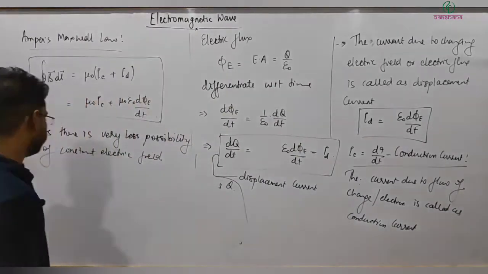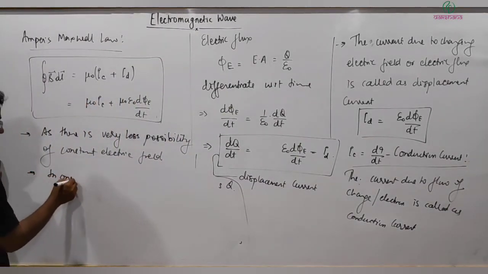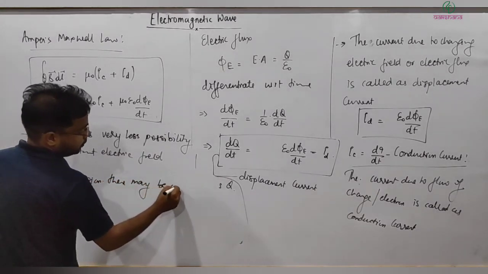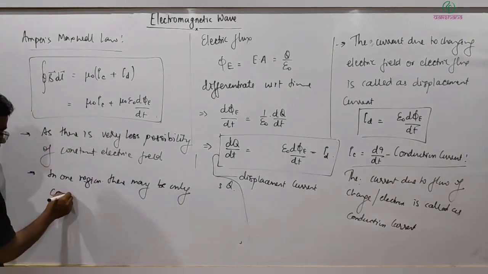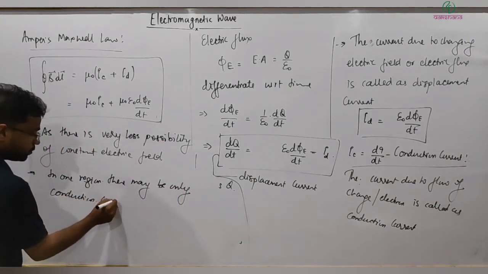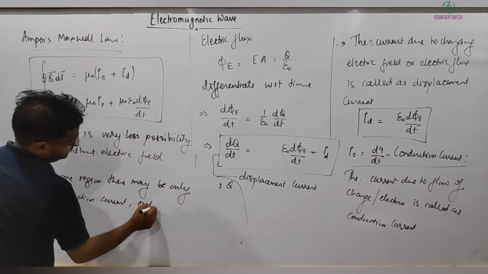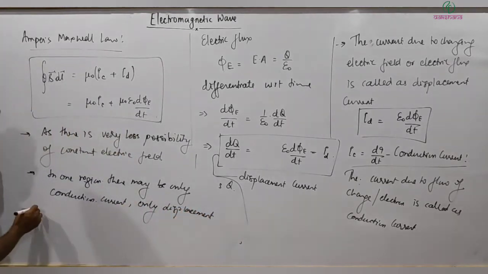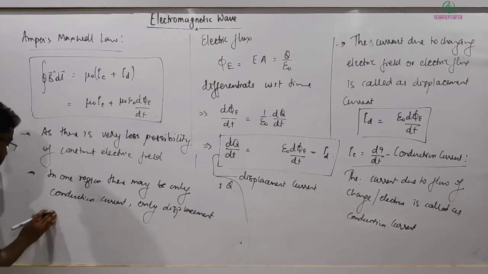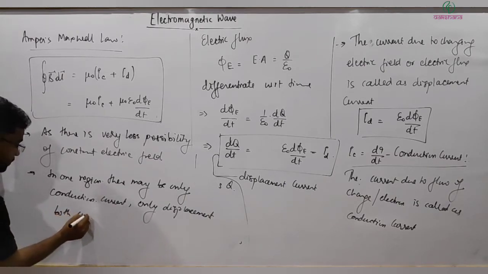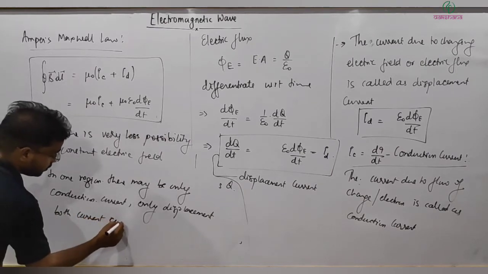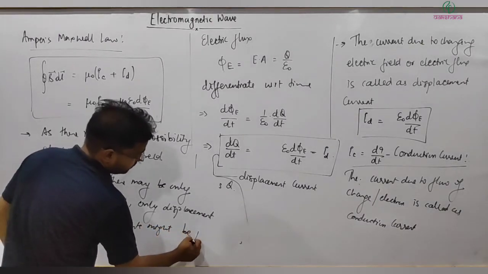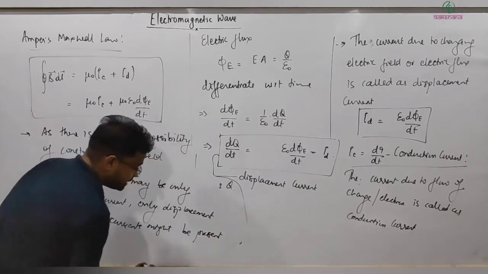So in one region there may be only conduction current, there may be only displacement current, or both currents might be present simultaneously.